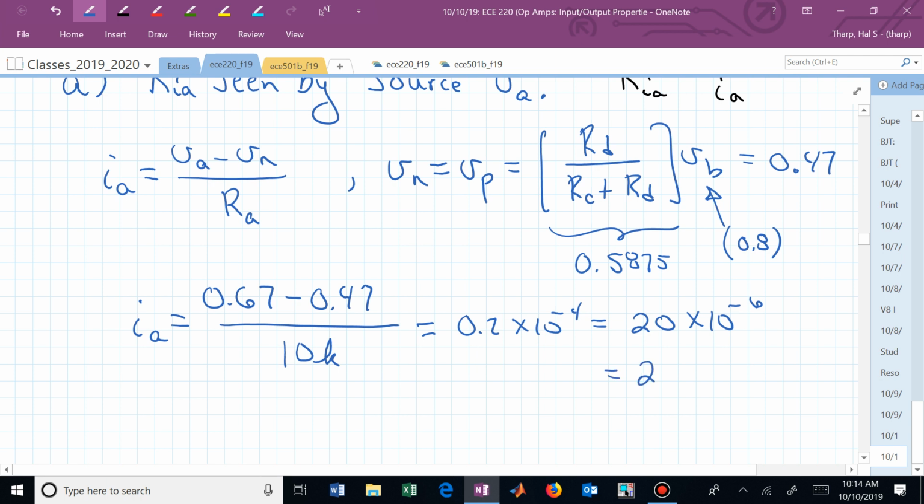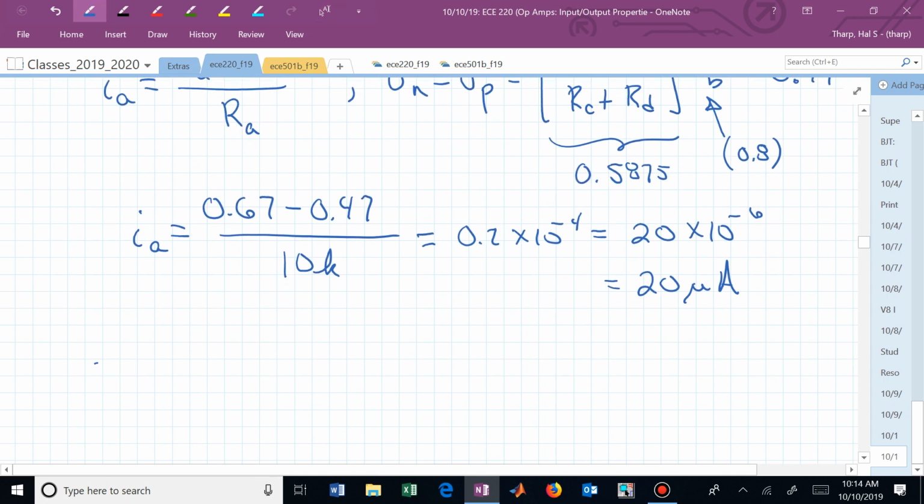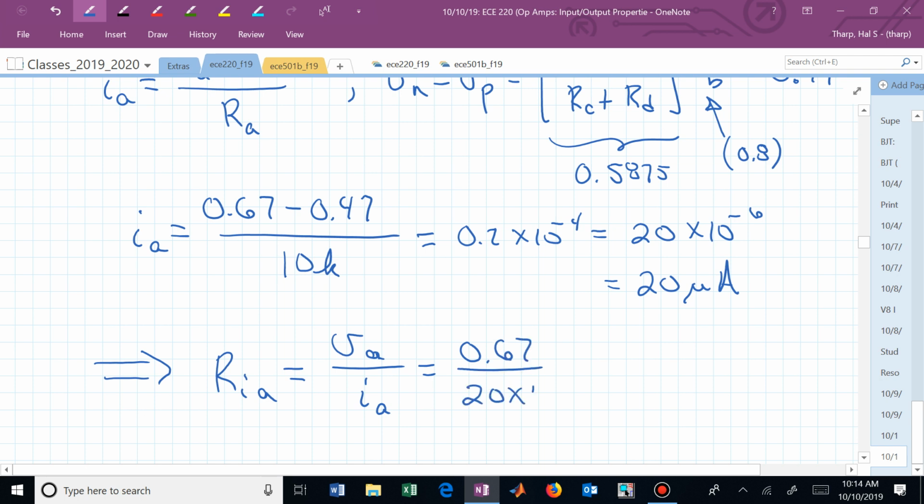20 microamps. That's I sub A, and now that allows us to find the resistance seen by voltage source A: V sub A over I sub A, and V sub A was 0.67. This is now 20 microamps. And that now ends up being 33,500 ohms, which is not R sub S, which was 10K.